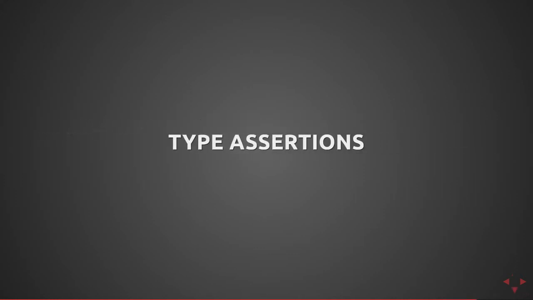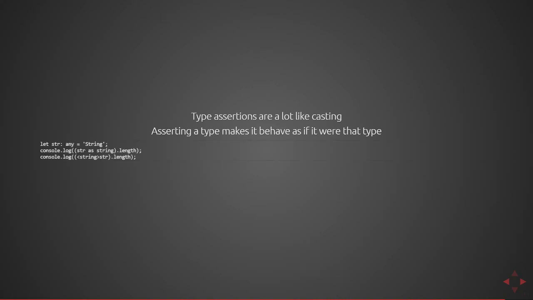Next, we'll cover type assertions. Type assertions are a lot like casting. Asserting a type makes it behave as if it were that type. So here we say let string is of type any, and the string is set. And then we can say string as string, and then it behaves as though it were a string type instead of any. We can then access the length property of the string prototype. We can also use the angle brackets around string in order to cast it as well. Syntactically different, but the behavior is the same.